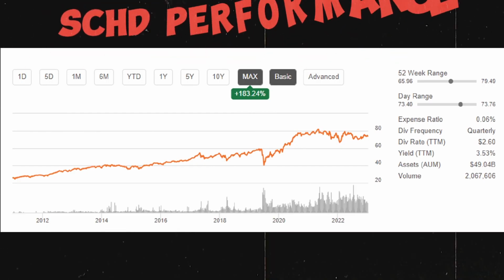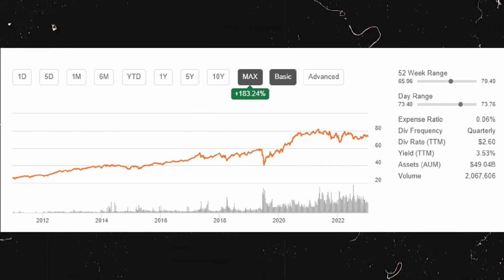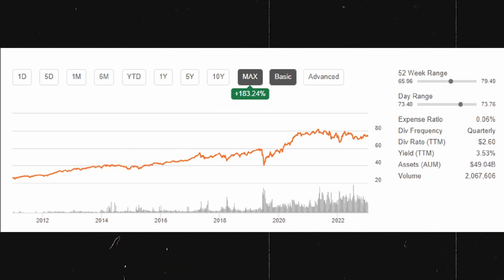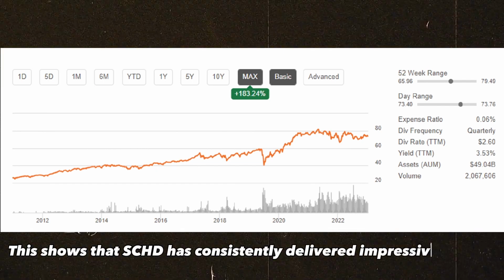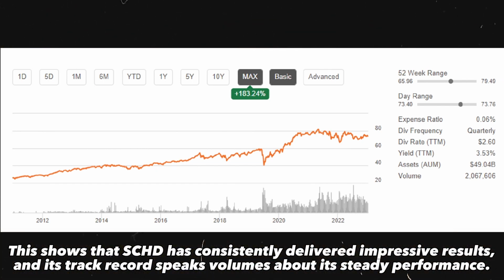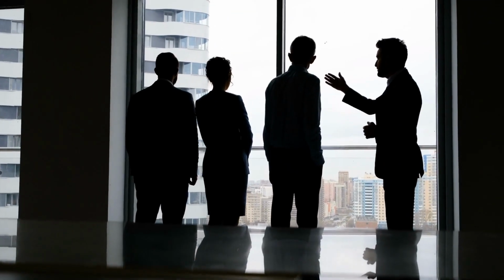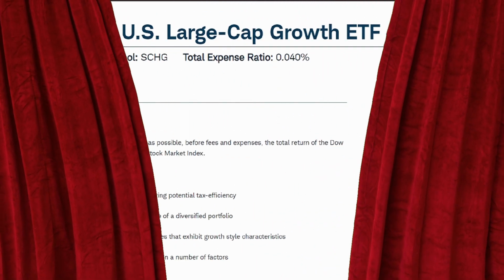Now, let's talk about SCHD performance. Since around 2011, this ETF is up by 183.24%, excluding dividends received. If you count the dividends in, SCHD has a total return of 257% in this period. This shows that SCHD has consistently delivered impressive results, and its track record speaks volumes about its steady performance. We have talked about SCHD in many previous videos, so we will keep it relatively short here and move on to the powerhouse growth ETF, SCHG.